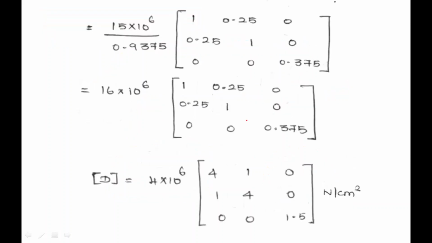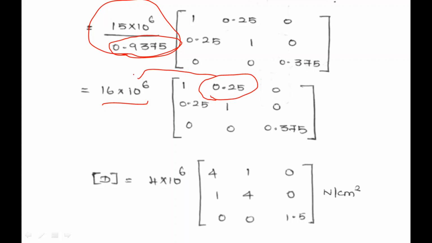You will see this is equal to 1 minus nu square, and this constant will become 16 into 10 power 6. Then if you take this 0.25 as a common term outside this matrix, we will get 0.25 multiplied with 16 will become 4. 4 into 10 power 6. Here 1 will become 4. Here 1 0 1 4 0 0 0 1.5. So this is the required D matrix.